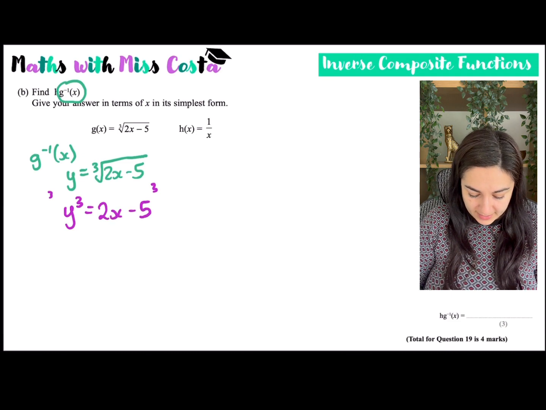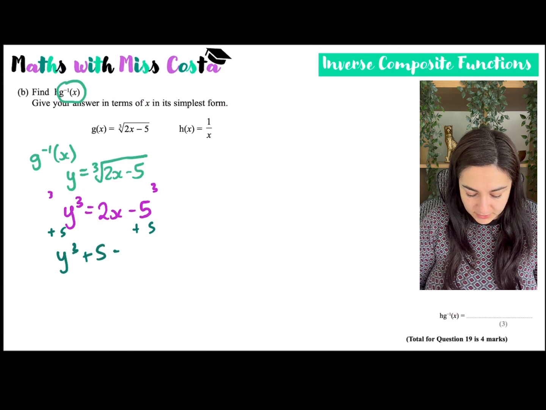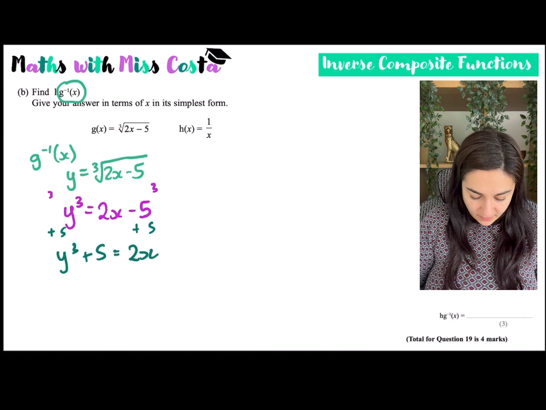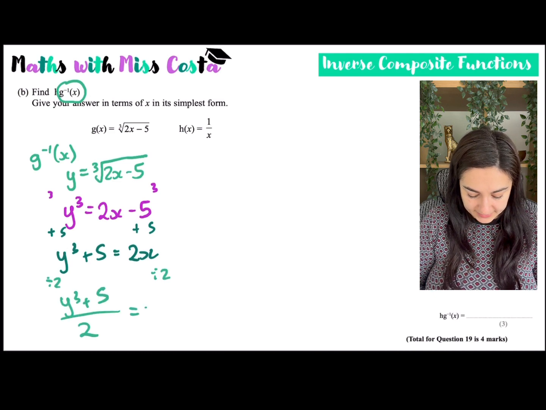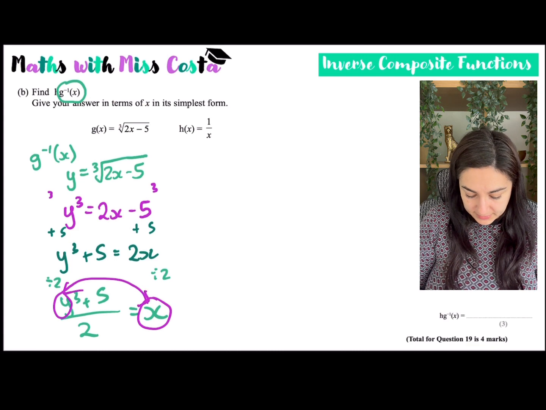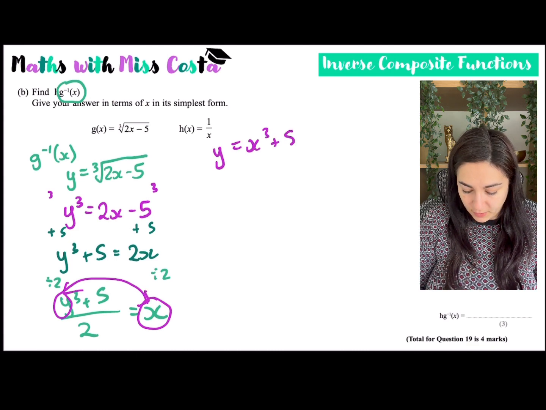Then I could add 5 to both sides. So y cubed plus 5 equals 2x. And then I would divide by 2. So y cubed plus 5 over 2 equals x. Now the final part is to just switch your x and your y around. So y equals x cubed plus 5 over 2.